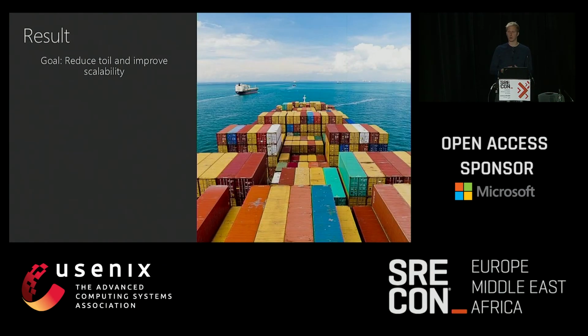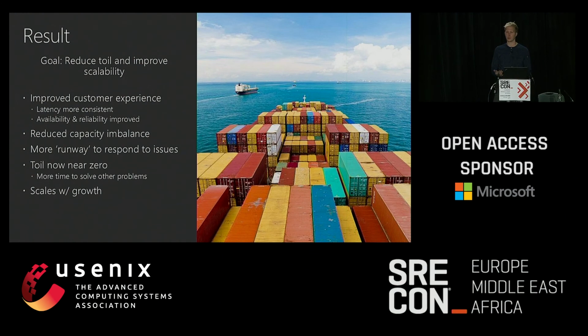So let's go back to our original goal for a minute. We wanted to reduce toil and improve scalability. In the end, we actually did a lot better. Our customer experience improved. We saved the company significant costs by creating more sellable capacity and not needing to purchase new capacity as soon. And we improved our ability to respond to capacity issues by keeping capacity really similar across the different clusters. This allows more time to respond to issues if they do arise. And we met our original goals of reducing toil and improving scalability. So we actually ended up doing much better than we expected.